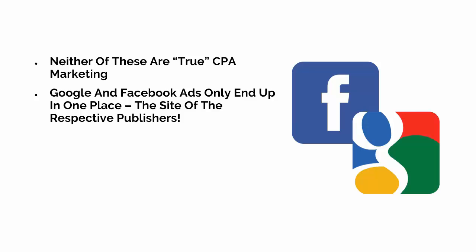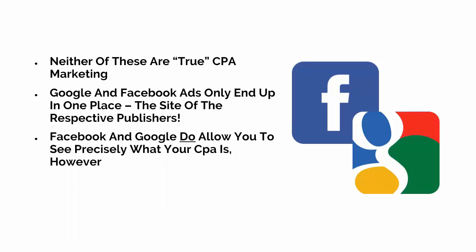Furthermore, because you aren't incentivizing a marketer, you find that you don't have the power of hundreds or thousands of marketers behind your product. If you used affiliate marketing or true CPA, then you might find that those marketers use Google and Facebook on your behalf even. But Facebook and Google do allow you to see precisely what your CPA is, as in how much you're being charged for each sale or lead.